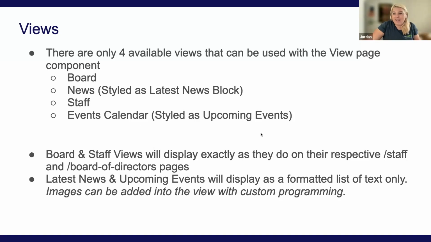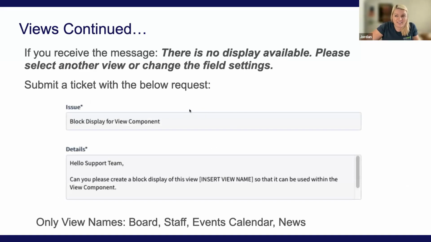If you go to select a view, there's a chance you have added that view component to your page, and you get a message that says, there is no display available. Please select another view or change the field settings. This is pretty common. If you see this message, you can get a ticket in, and you can screenshot this slide right here. This is the exact verbiage you can use with our support team. We have prepped them to be on the lookout for these to come through. But every view needs to have a block display created in order to be used in that component.